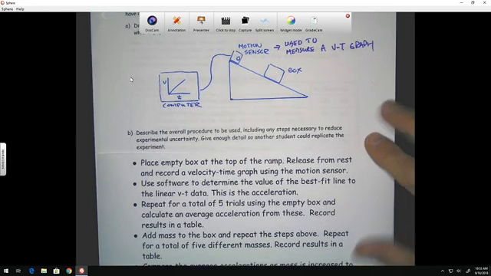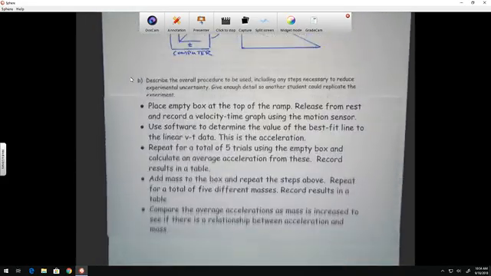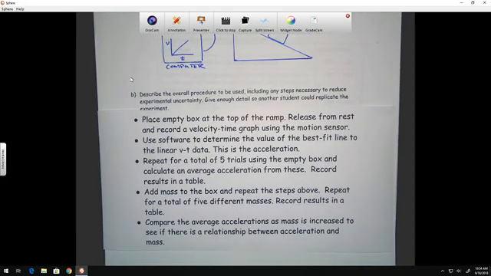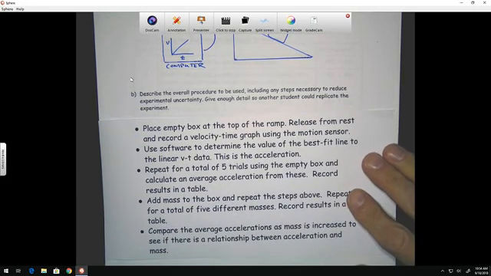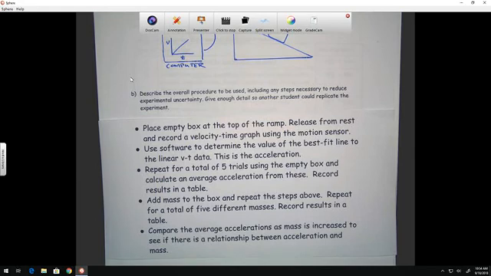And so finally, what you could say then would be that once you have the data, you can compare the average accelerations as mass is increased to see if there's a relationship between acceleration and mass. So this procedure is very specific. It walks you through what you have to do. It tells you what you have to measure and what you're going to use to measure it. And then it talks about the fact that you're going to take multiple trials and that you are going to also vary an experimental variable, which is the mass.